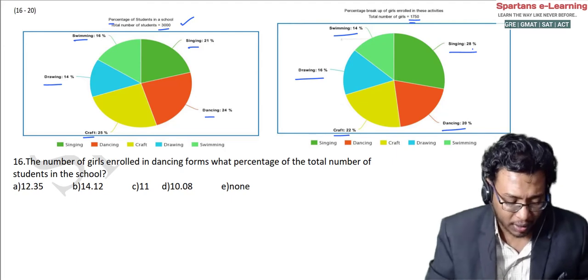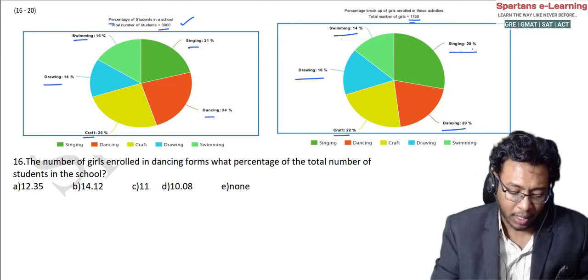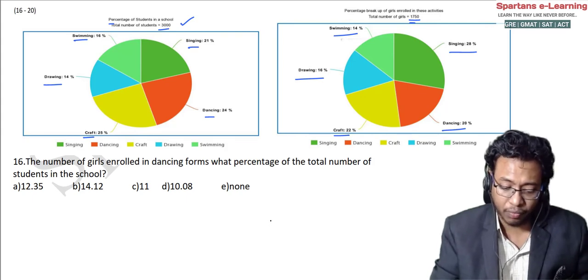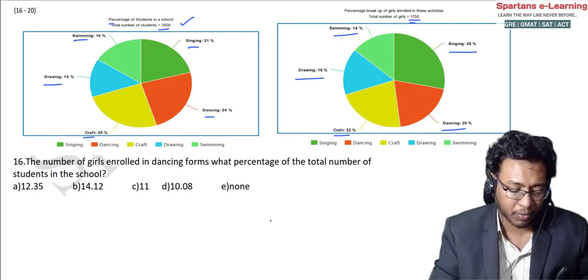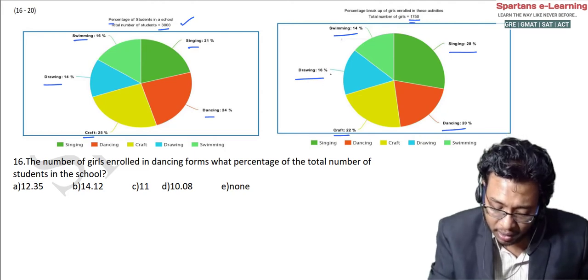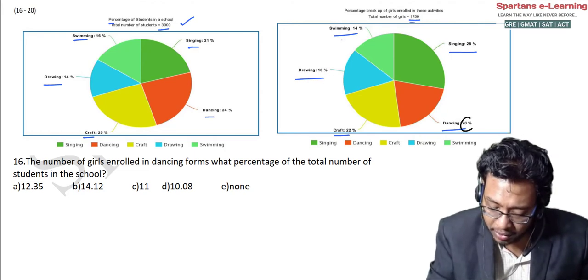Now what is the question here? The number of girls enrolled in dancing forms what percentage of the total number of students in the school? So dancing, where is dancing here? This is dancing, 20%.